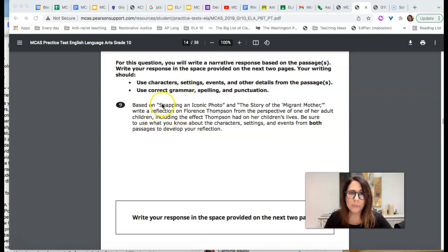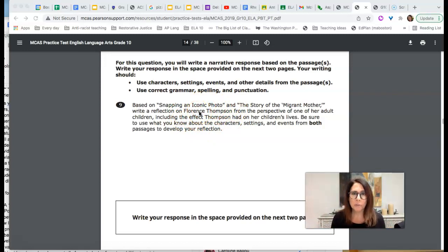All right, so this one says, take a look at this passage, whatever that is, because we didn't actually do this particular practice. And then write a reflection on this person or character from the perspective of one of her adult children. Like, I don't even know what I just read. So basically you're taking 2 stories, you're writing a reflection, so you're thinking back, but it's not just that, of course. You're writing it on this particular person. So you're not writing as Florence Thompson, you're writing about her, but from the perspective of one of her adult children. That's so specific and strange, but whatever they tell you to do, you have to do it.